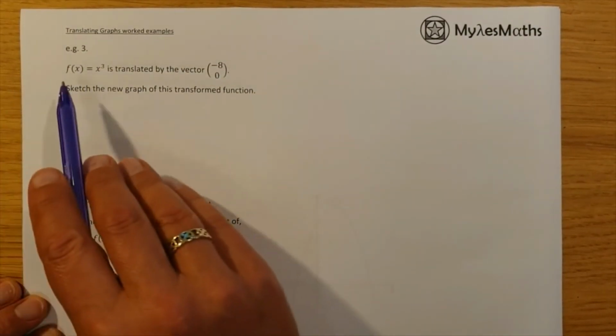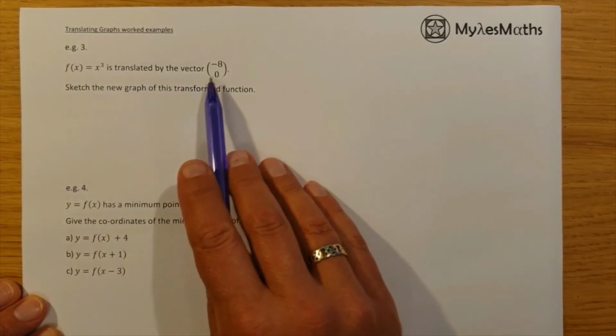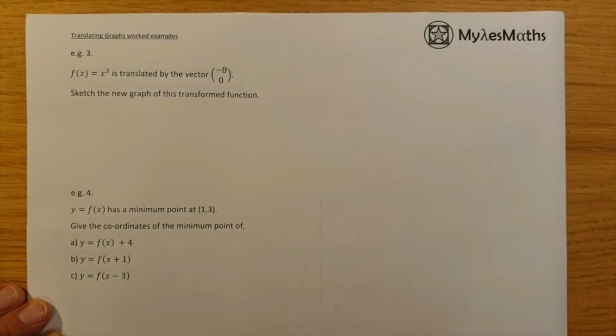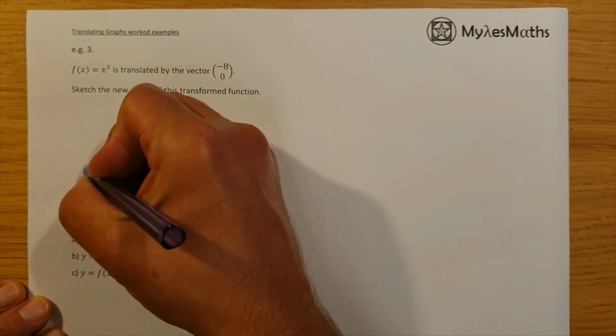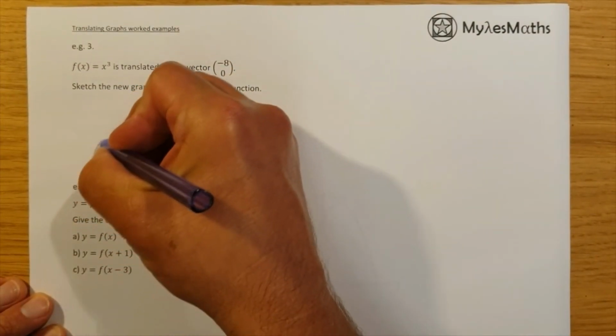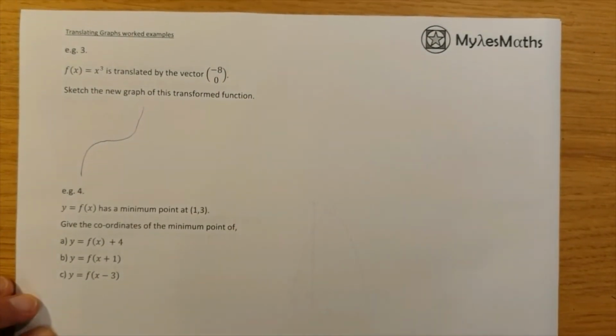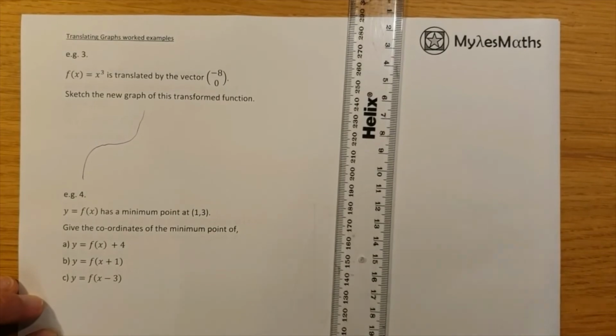Let's look at some more examples. f of x is x cubed is translated by the vector minus 8, 0. Sketch the new graph of the transformed function. Well, of course, it requires me to realise that x cubed looks kind of like that. If you don't know what the shape of x cubed is, you're stuck to begin with. So you've got to make sure you know the shapes of your functions.